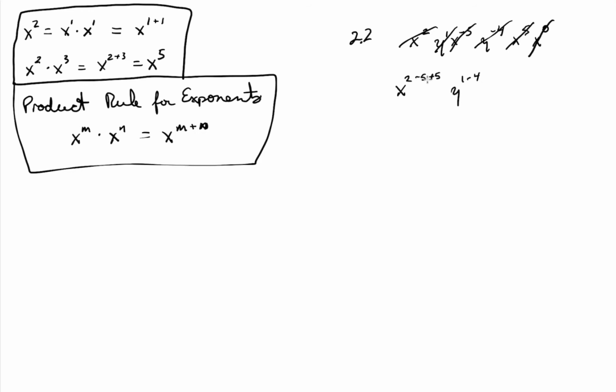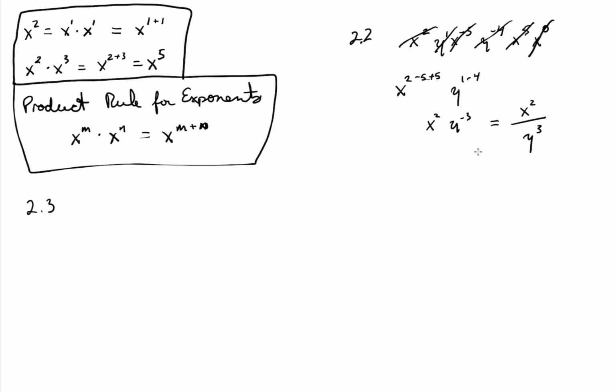So 2 minus 5 plus 5, those cancel each other out. So it's going to be x squared. And we have y to the 1 minus 4, well, that's y to the negative 3. We know that we take a negative exponent and flip it. So this is going to equal x squared over y to the 3rd. Okay? And we brought this negative to the bottom, to the denominator, to get rid of the negative on the exponent. And that's how you deal with that.